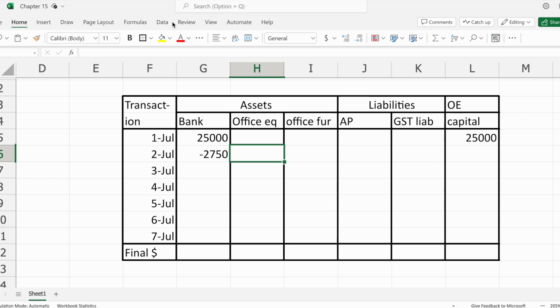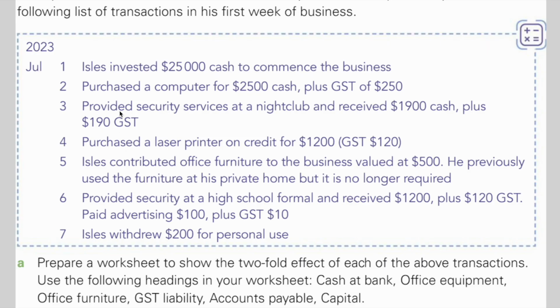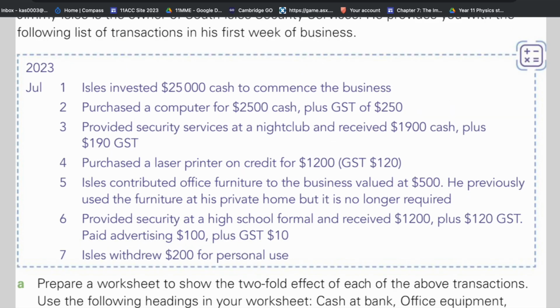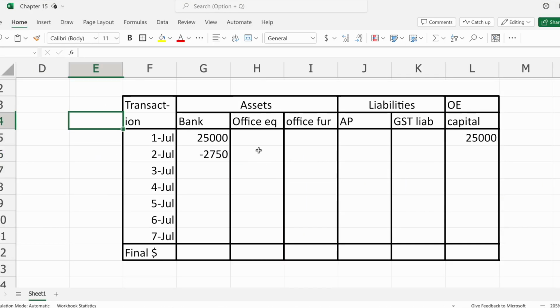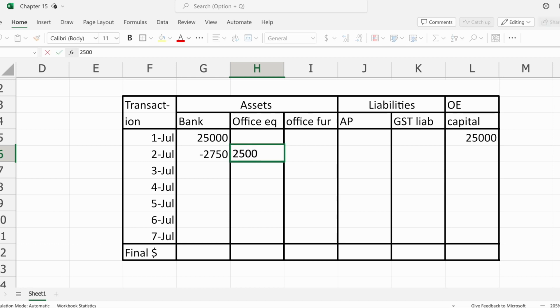Now they're saying that they purchased a computer, which is a form of equipment. So essentially, the equipment will be increased by 2,500 because a laptop, or a computer, is a form of equipment.